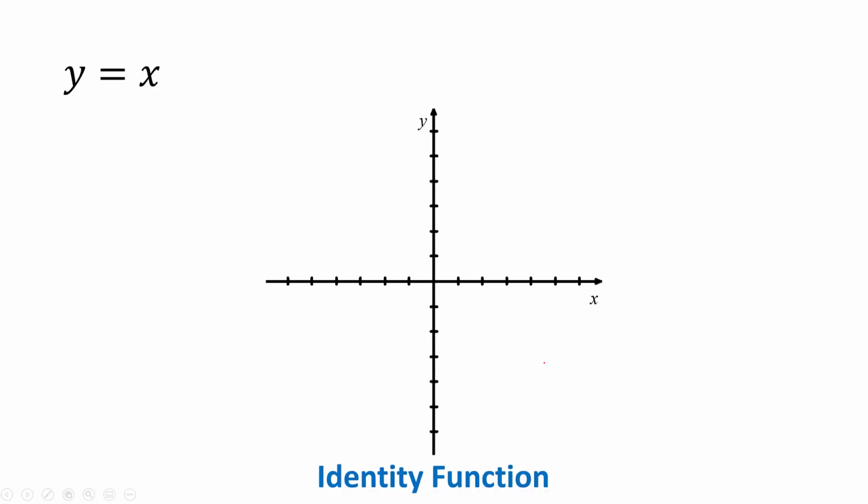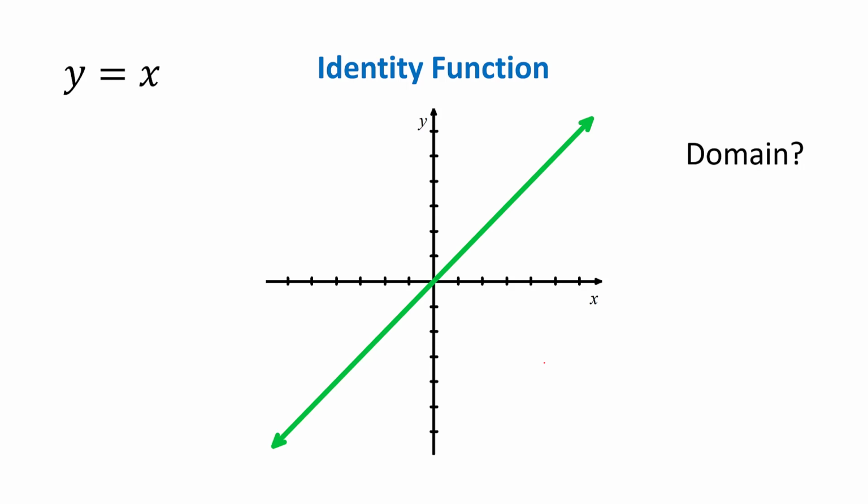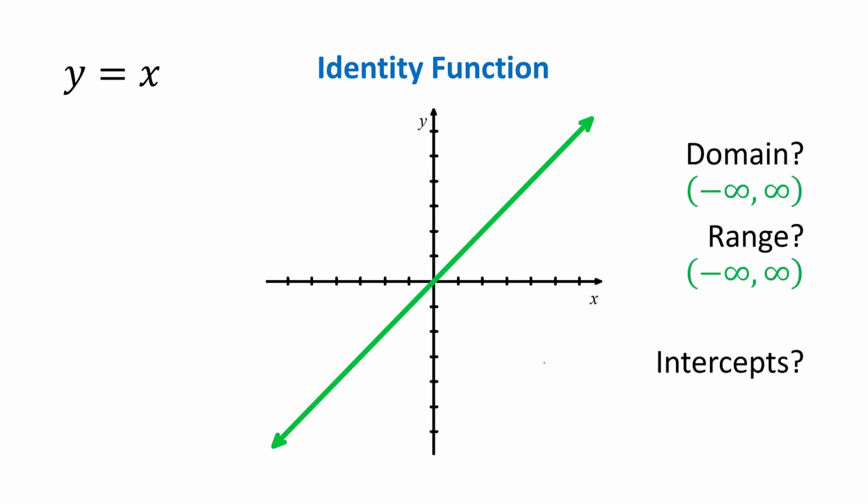Okay, next we have y = x, the identity function. This is an important function we use quite a bit in this class. The domain, all real numbers. The range, all real numbers. The intercepts, there's only one intercept. Both the x and y intercept here is the point (0, 0).